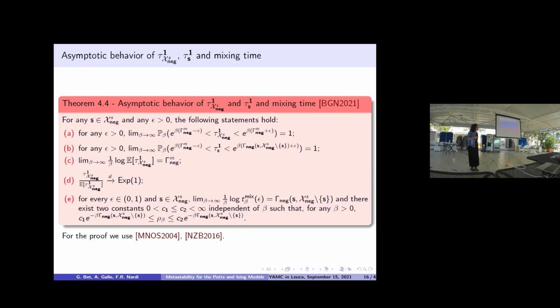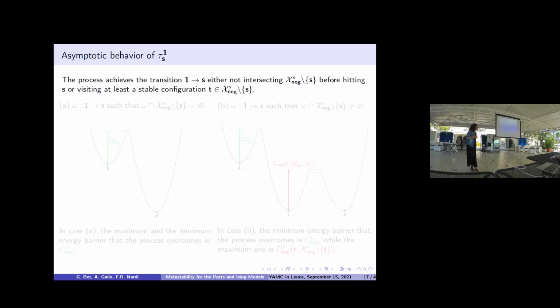Finally, in item D, we give an estimate in probability of the first hitting time to a fixed stable state S starting from the metastable state. The particularity of this result is that the exponents in the lower and the upper bound are different from each other. This is because when the system realizes the transition from the metastable state to a fixed stable state S, it could follow a path that does not intersect other stable states of the energy landscape before hitting the target S.